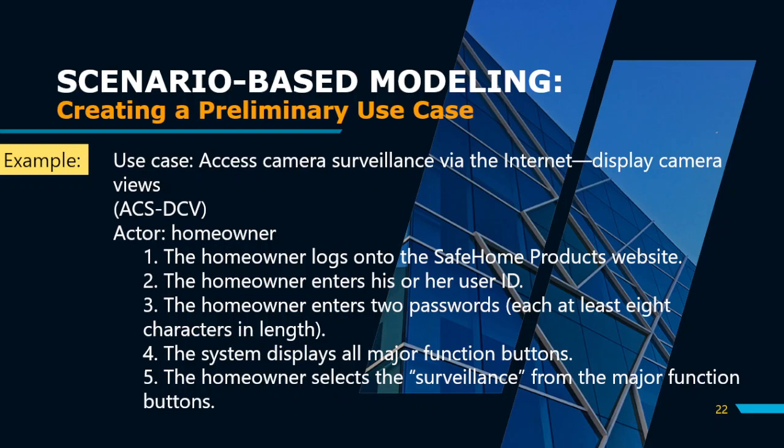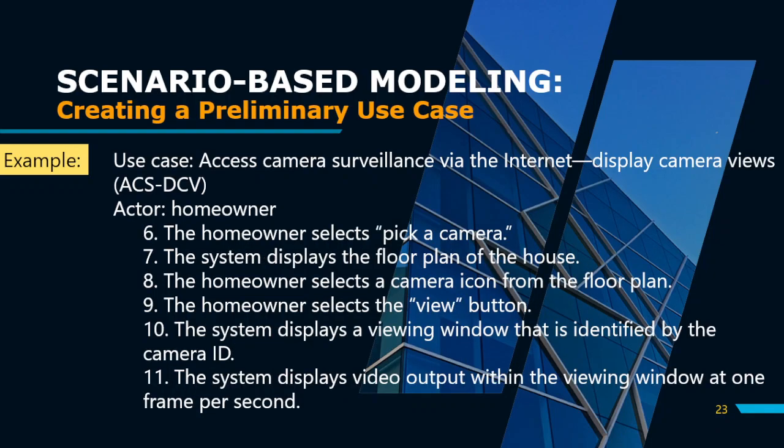The next one is that after we successfully log into the system, it displays all the major function buttons, like a menu. The homeowner selects surveillance from the major function buttons. That is the fifth thing he could do. The homeowner selects pick a camera, and the system displays the floor plan of the house. The homeowner selects the camera icon from the floor plan, and the homeowner selects the view button.